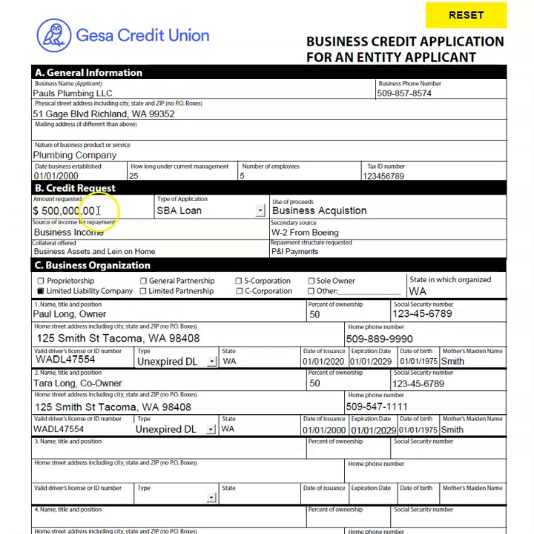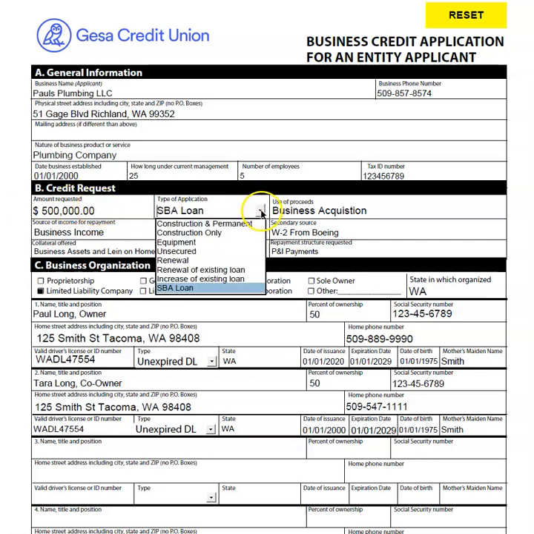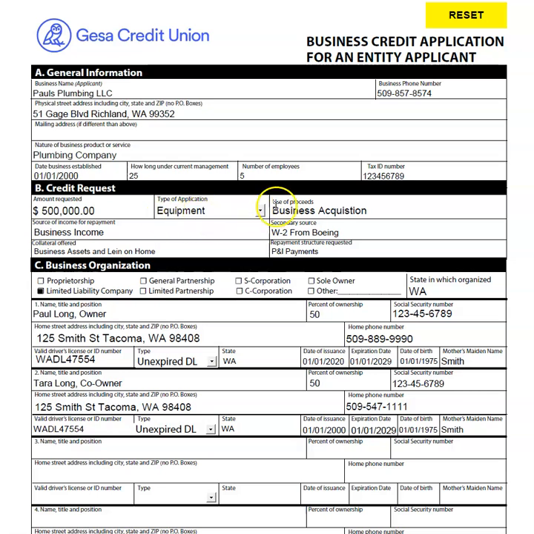We're requesting $500,000. So you're going to put in your dollar amount. Type of application, there's some drop-down options, or you can type in, an equipment loan. You can type it in as well. Use of proceeds. In this case, we're going to be doing this as an SBA loan, and we're going to do it as a business acquisition. That's the use of the proceeds.